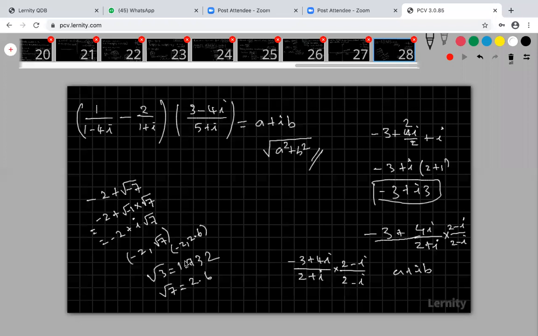Any other doubt? Oh, okay. Yes. Root 7 value is 2.64. Are you clear?